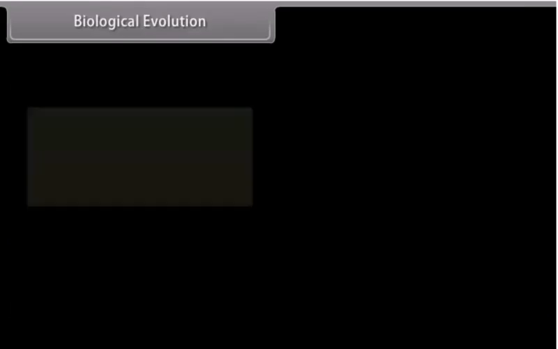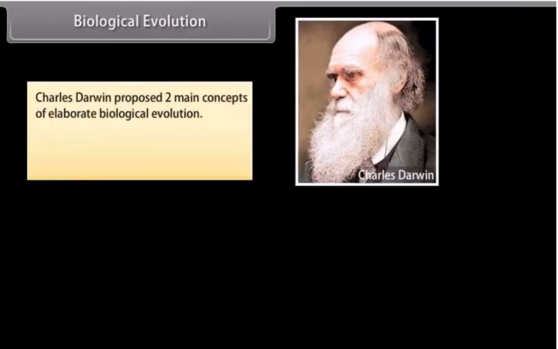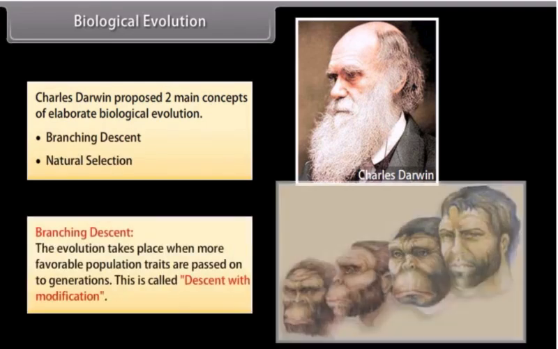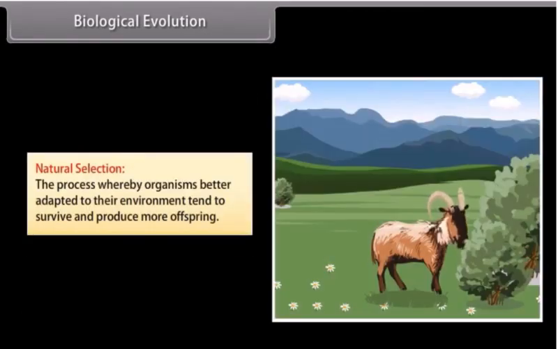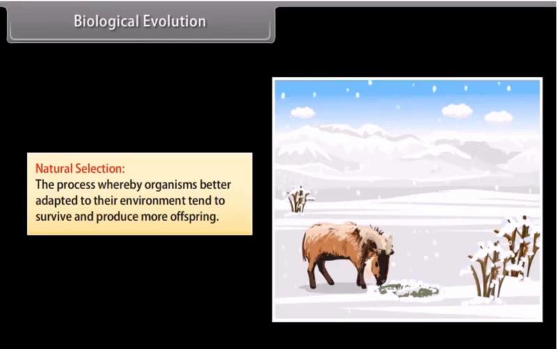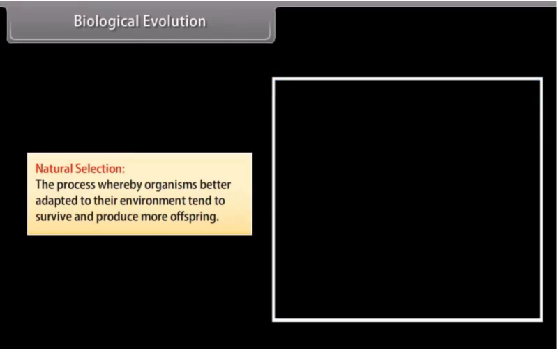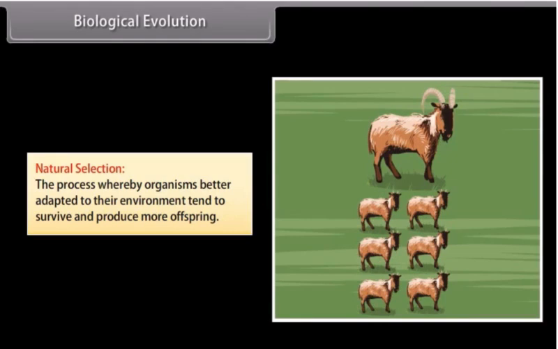Biological evolution. Charles Darwin proposed two main concepts of biological evolution. 1. Branching descent. 2. Natural selection. Branching descent. The evolution takes place when more favorable population traits are passed on to generations. This is called descent with modification. Natural selection. The process whereby organisms better adapted to their environment tend to survive and produce more offspring.